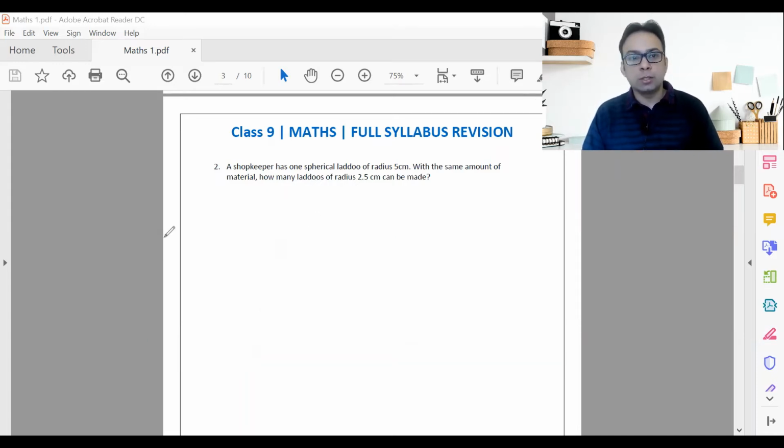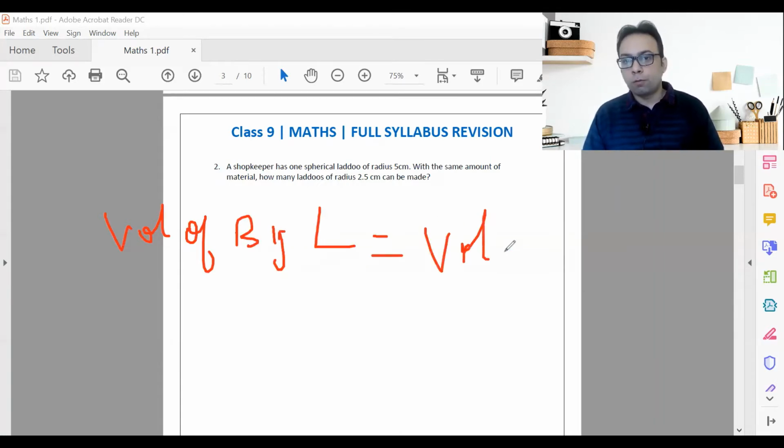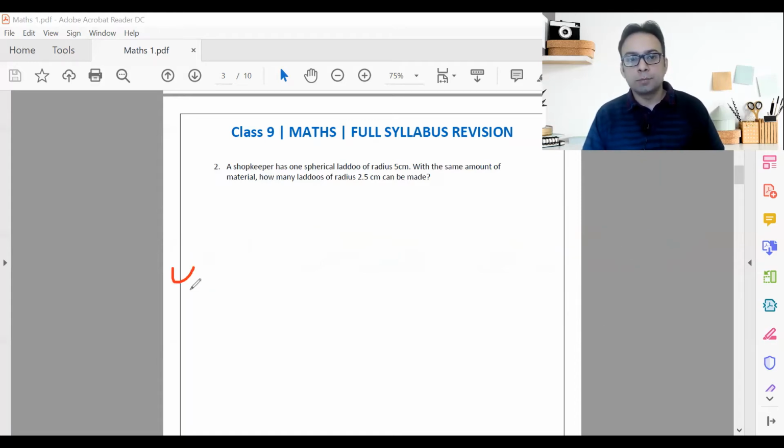So let's form the equation. Volume of the bigger laddu, which is the sphere, will be volume of all smaller laddus. So can we say it will be volume of one laddu multiplied by the number of laddus? Right? Because if you want to calculate the entire volume of the smaller laddus, it will be exactly equal to volume of one laddu multiplied by n. So basic fundamental principle of counting in mathematics. Let's put in the values. Volume of bigger laddu is how much? 4 by 3 pi r cube.